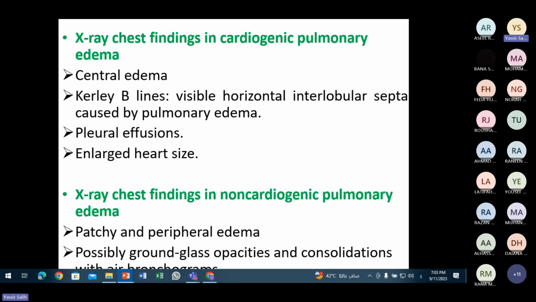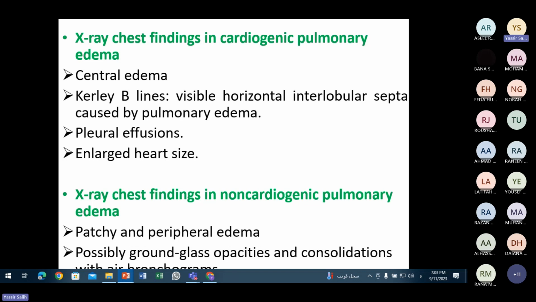So the signs of cardiogenic pulmonary edema: the first thing we must mention is enlarged cardiac shadow, enlarged cardiac size. Then central or perihilar opacity with a characteristic shape they call bat wing appearance, and curly B line, which is the horizontal interlobular septi, opacity we will see in the chest X-ray, and pleural effusion.